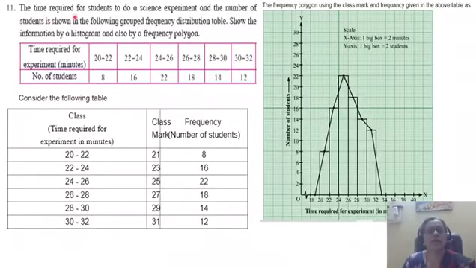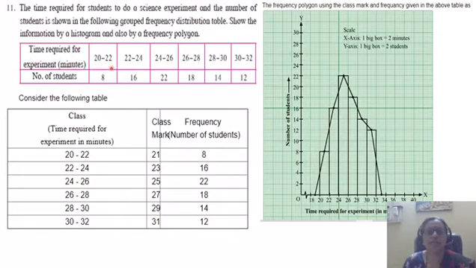The time required for students to do a science experiment and the number of students is shown in the following grouped frequency distribution table. Show the information by histogram and also by frequency polygon. So you have to show the information by histogram as well as frequency polygon on the same graph paper. Observe time required for experiment in minutes.